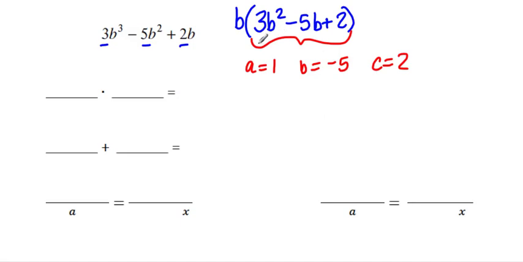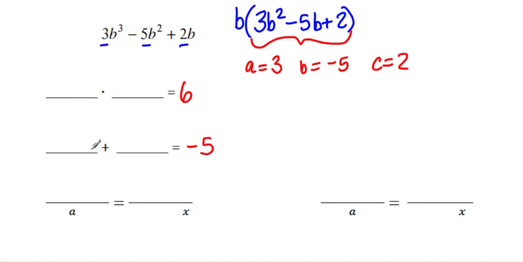So the first thing I want to do is multiply. A is not 1, a is 3. Okay, so a is 3, b is -5, and c is 2. So the first thing I want to do is multiply a times c and put that answer here. So a times c is going to be +6, and your b is going to go down here.